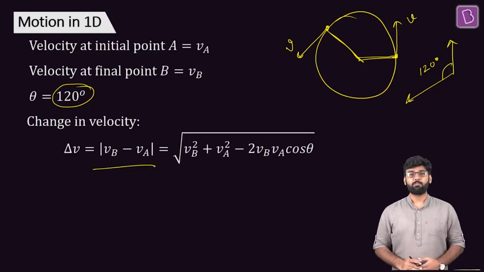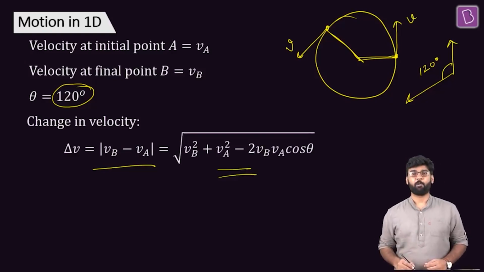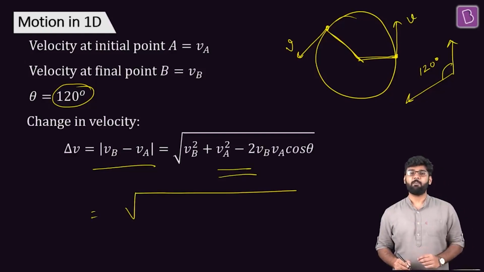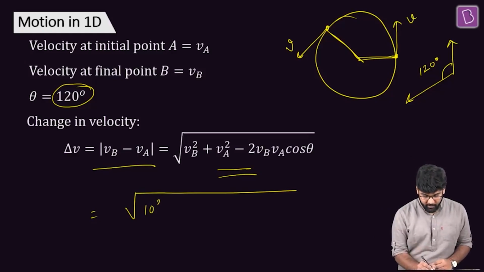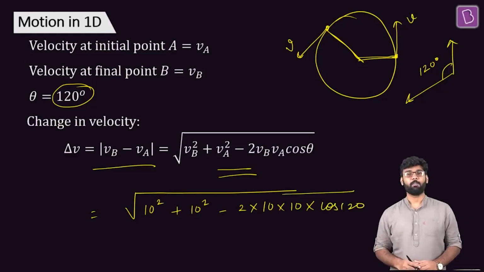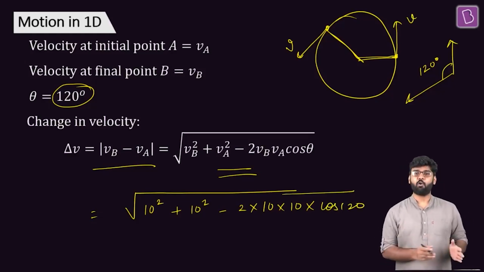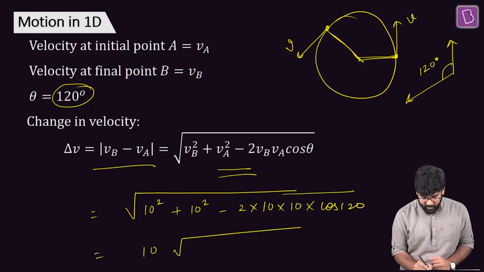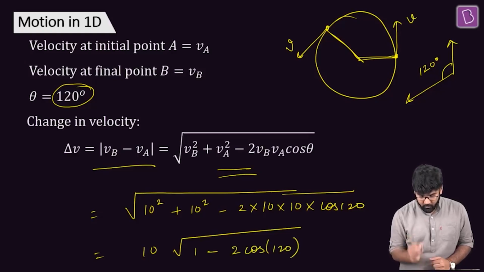Now we know the magnitudes of these two velocities, we know the angle between them, so we can substitute here in this formula. So let's do it. Here we have under root of VB square plus VA square. Both can be written as 10 square plus 10 square minus 2 into 10 into 10 into cos of 120. Now here we can take 10 square common from the three terms. So we get 10 outside, and inside we have 2 minus 2 cos of 120.